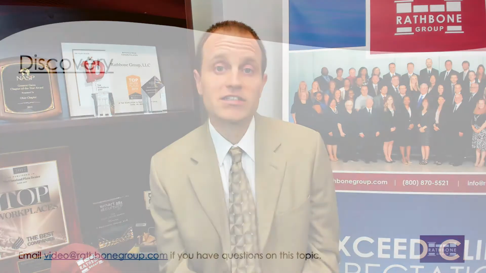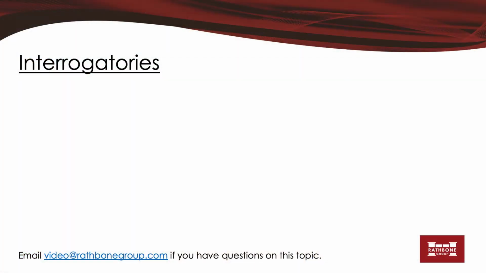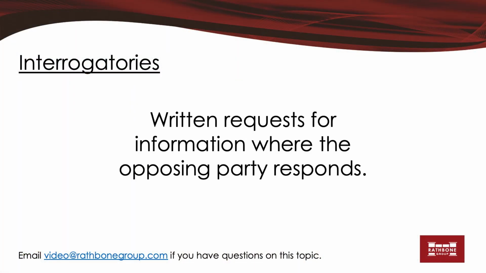After the pleadings are closed, the parties usually then go through a discovery process. Discovery is the mechanism by which parties can find out more about their case and the strength or weaknesses of the other party's case. You get information through this discovery process. The main tools are interrogatories, which are written requests for information that the defendant then responds to. The defendant may also send them to the plaintiff, and the plaintiff must also respond.